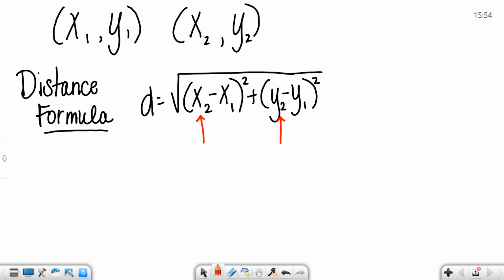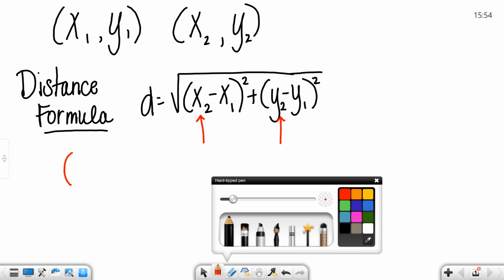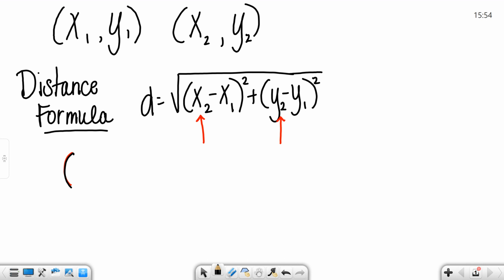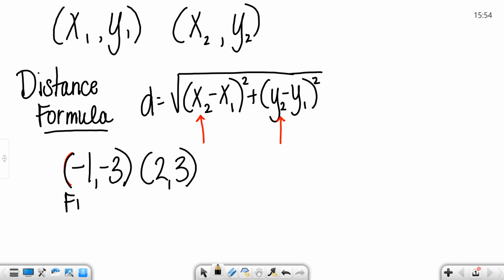And here's what I mean by that. If I gave you two ordered pairs, let's say that our ordered pairs are -1, -3, and 2, 3. And I said, find the distance between the points. So we are going to use that little distance formula. Okay, now notice we don't see x1, y1 labeled because you were given two ordered pairs.